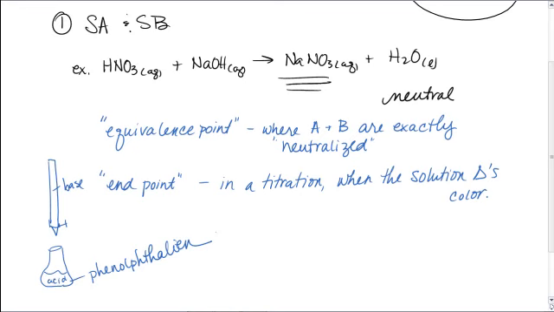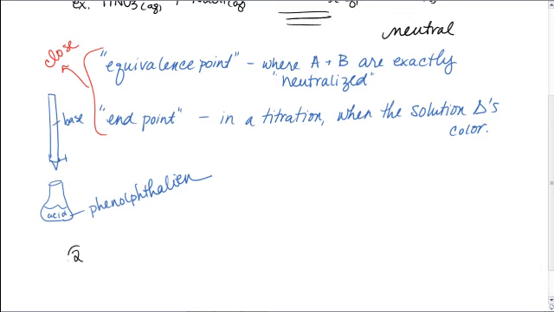And so what you want is, you add a final drop of base, which turns it basic, and it turns pink. You want to have the equivalence point and the endpoint to be as close to each other as possible. So there may be like 1 drop difference. So you'd like it to change color as close to the equivalence point as you can. That's your goal in a titration. Okay? So that's a strong acid, strong base. Let's take a look at another type of acid-base reaction. Let's take a look at a weak acid, strong base reaction.